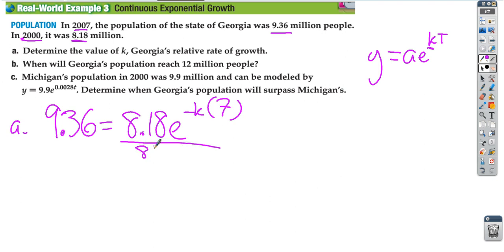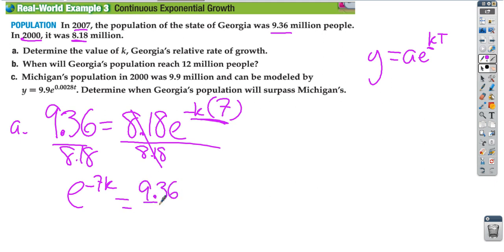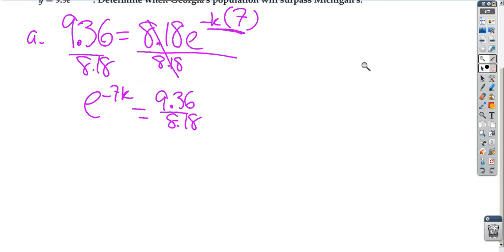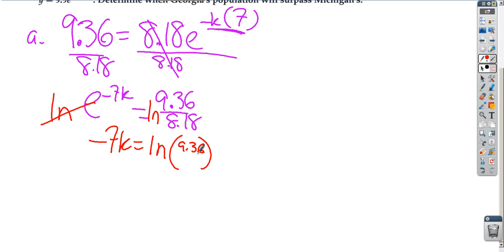We have to first divide by 8.18. Okay, and so then we're going to get e to the negative 7k, that's this right here, negative 7k, is equal to whatever that number is. Okay, how do we solve that? How do we bring the k down? We need to take the natural log of both sides. We could take any log, but we're taking the natural log because that will allow us to cancel those two. We get negative 7k equals the natural log of this right here. Last step for us to take would be solve for k by dividing by negative 7.